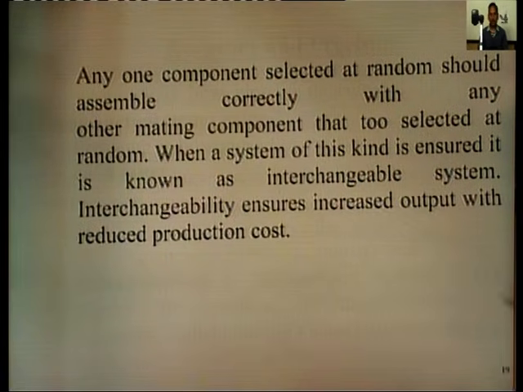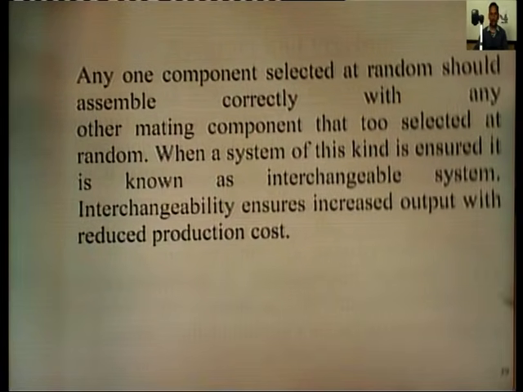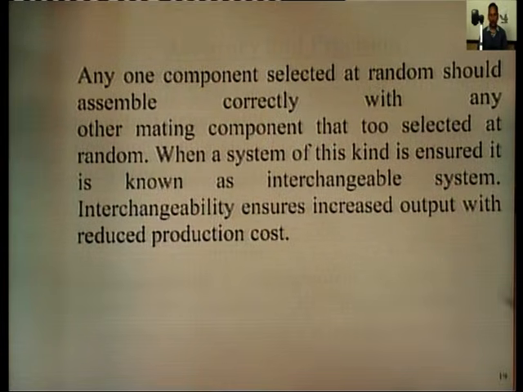So, any one component selected at random should assemble correctly with any other matching component that too selected at random. When a system of this kind is ensured, it is known as an interchangeable system. So, interchangeability ensures increased output with reduced production cost. In this system, it is sure that the production cost is less and the output, meaning production, is increased.